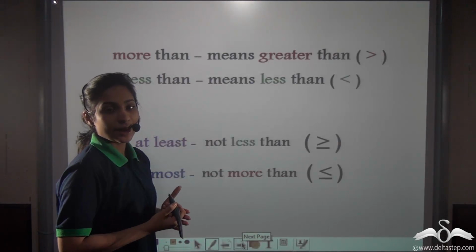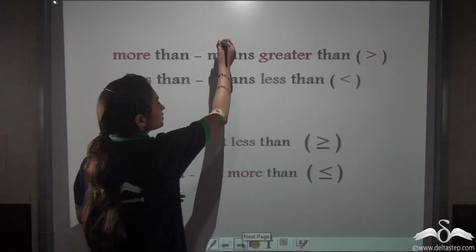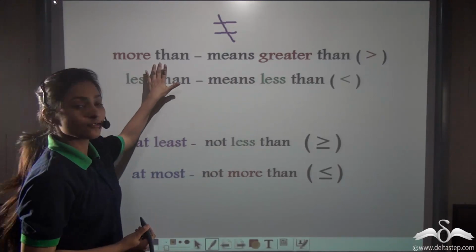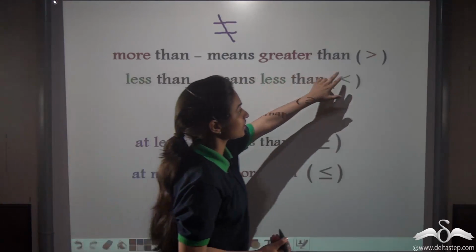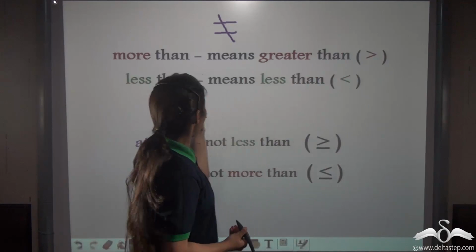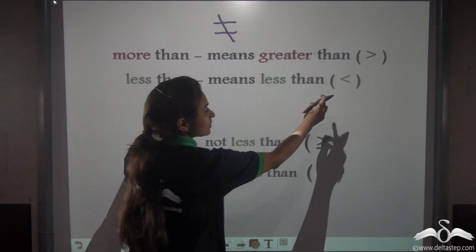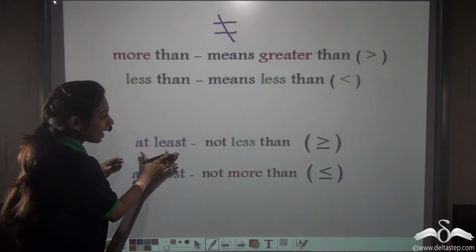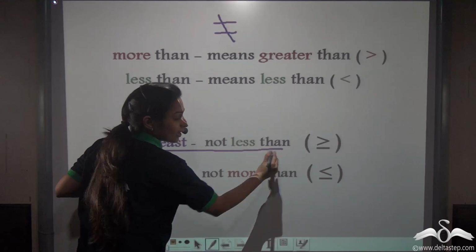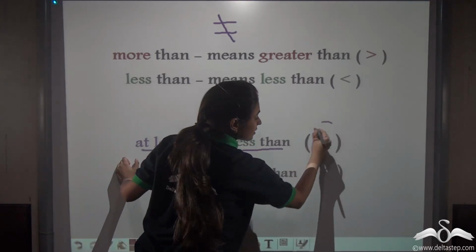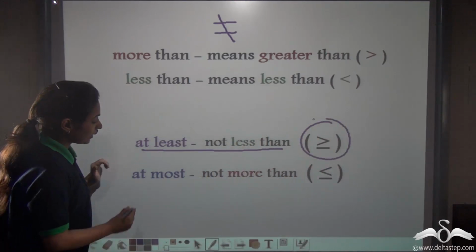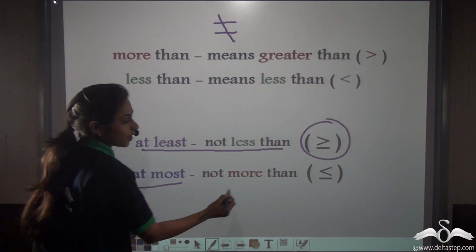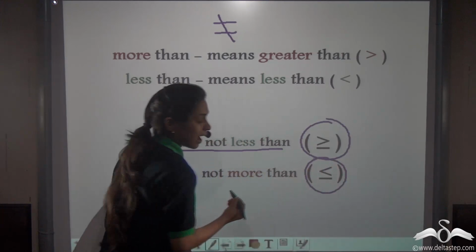So what did we learn? Inequalities can be represented as not equal to, right? More than, which means greater than, and this is the symbol used for greater than, and less than, and this is the symbol used for less than. We also learned that at least means not less than or minimum, and this is the symbol used for at least, and at most, that means not more than or maximum, and this is the symbol used for at most.